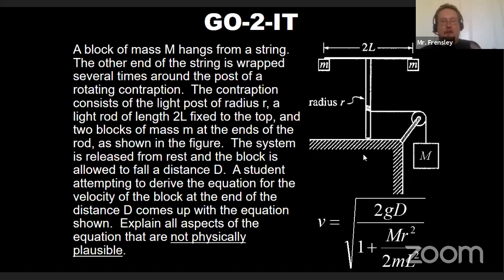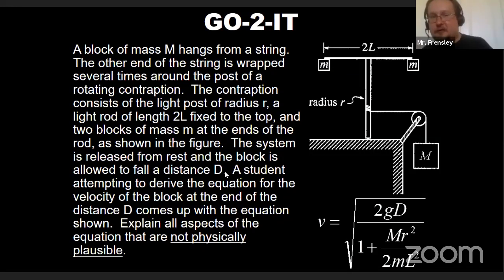So we wrap the string around this post of radius R. And then we've got this rod up here, length of 2L, and we have a block M and a block lowercase m. I'm not going to read the whole paragraph to you. Suffice it to say the two m's are the only thing that really have mass, not the rod, not the post. And then, of course, the hanging mass has some mass. So the system is released and allowed to fall a distance D. Are you looking at this? I'm circling it. That's how far the big block is allowed to fall.